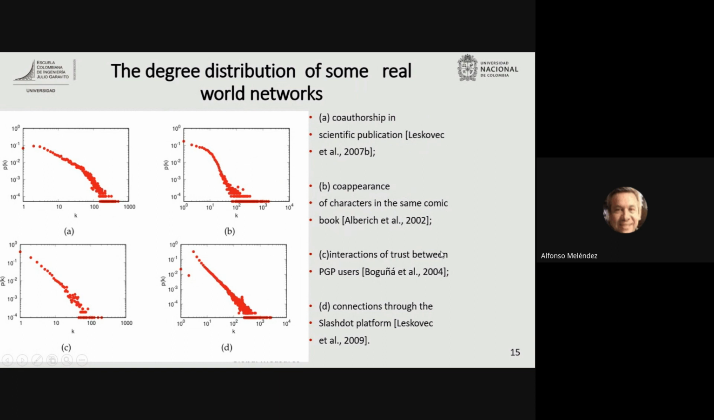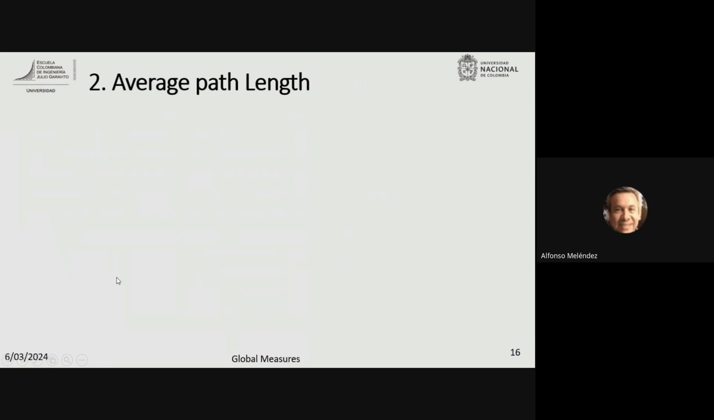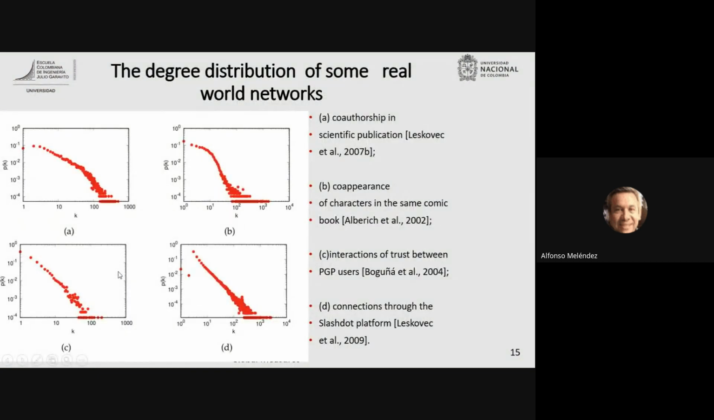These are interactions of trust between PGPs. I don't know what PGP is. Do you know what PGP is? It's a network. I don't know. This is the distribution for Slashdot. Does anyone know Slashdot? It's like a social network, I don't know. But this is the distribution. Look, they are similar. I don't know if there are questions about this before going to the next.